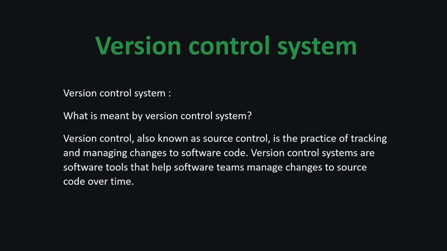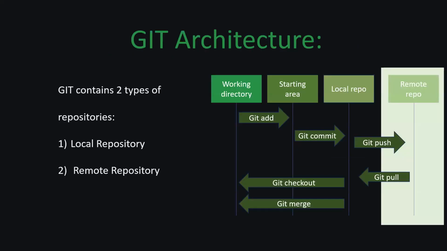What is meant by a version control system? Version control, also known as source control, is the practice of tracking and managing changes to software code. Version control systems are software tools that help software teams manage changes to source code over time.